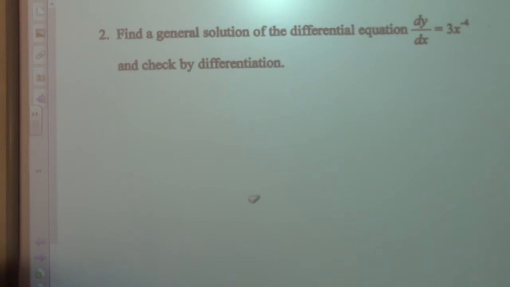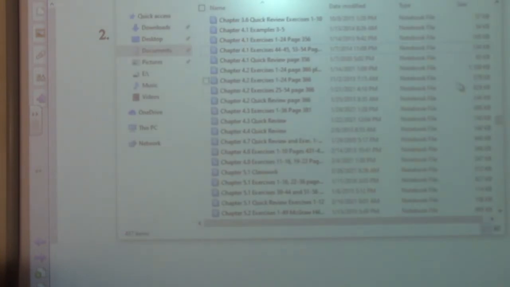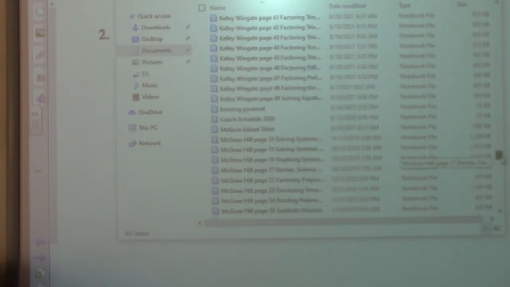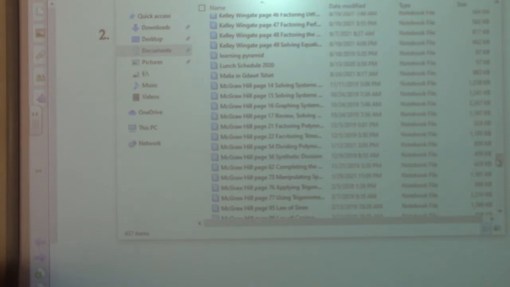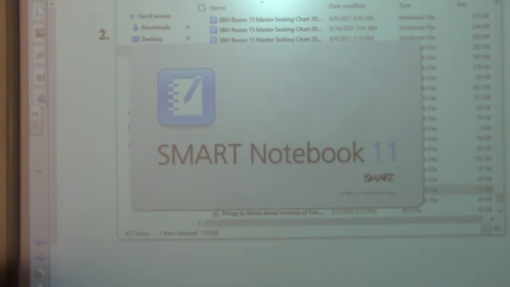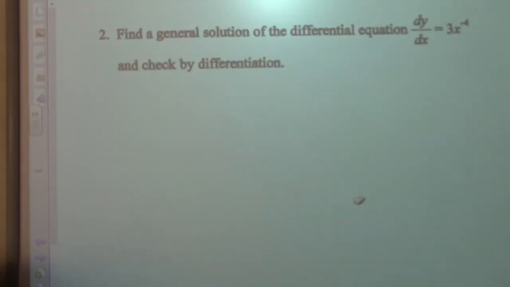Now, do you remember what says general solution? Does it remind you of anything we've talked about in this class? It should remind you of something. What was the question? General solution. Does that remind you of anything we've talked about in calculus class so far? I'll tell you in a minute.